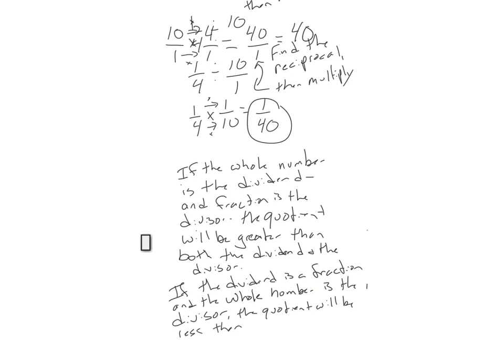Okay, just like up in this example, 1/40 is less than 1/4 and it's less than 1/10. Or, I'm sorry, it's less than 10. Okay, so 1/40 is less than both 1/4 and less than 10. Okay, so it's going to be less than both the dividend and the divisor.